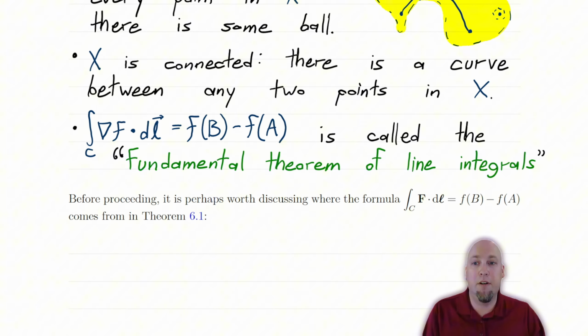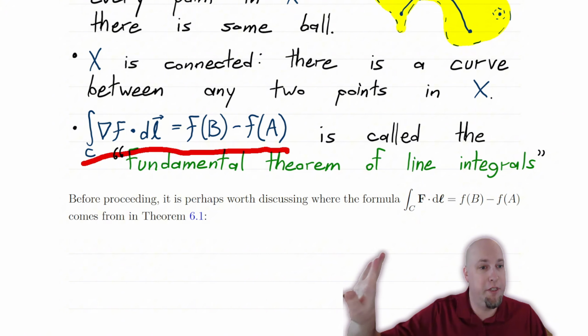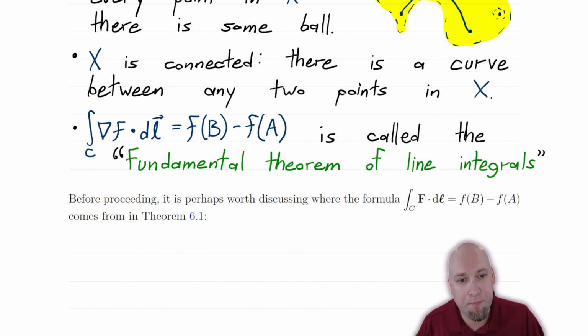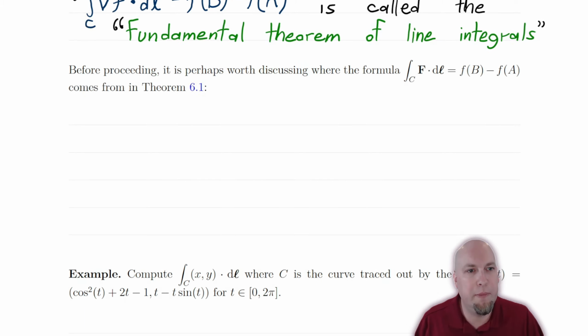And if your function little f here happens to be a function of one variable, then that's exactly what's happening here. If n equals 1, this is literally just the fundamental theorem of calculus that you learned in first year calculus back in the day. Let's talk a little bit about where this formula comes from, and then we'll do a bunch of computational examples. So where does this formula come from?